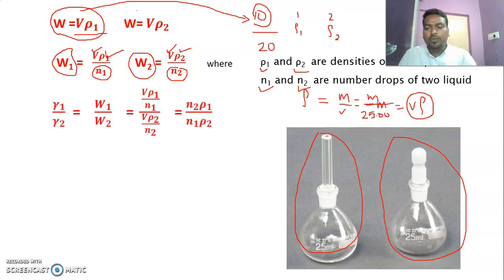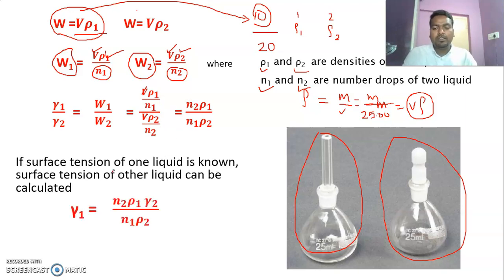Then we know that rho 1 divided by rho 2 is equal to W1 divided by W2. If you substitute the values in this equation, you will get V rho 1 divided by N1 whole divided by V rho 2 divided by N2. Here the volume gets cancelled, and if you simplify this equation, you get a new equation: rho 1 divided by rho 2 is equal to N2 into rho 1 divided by N1 into rho 2.